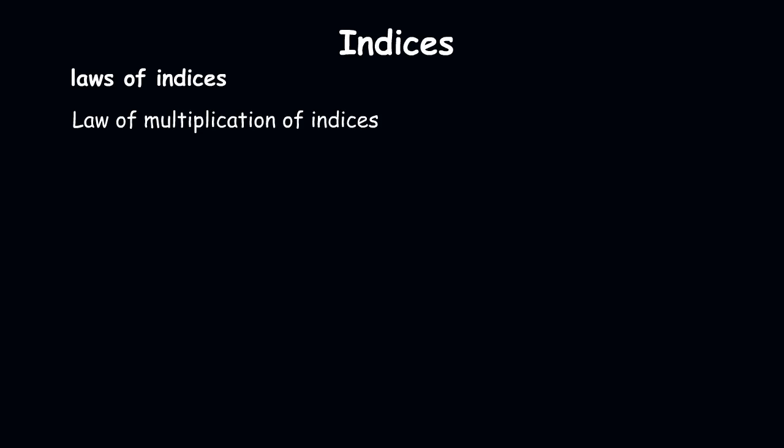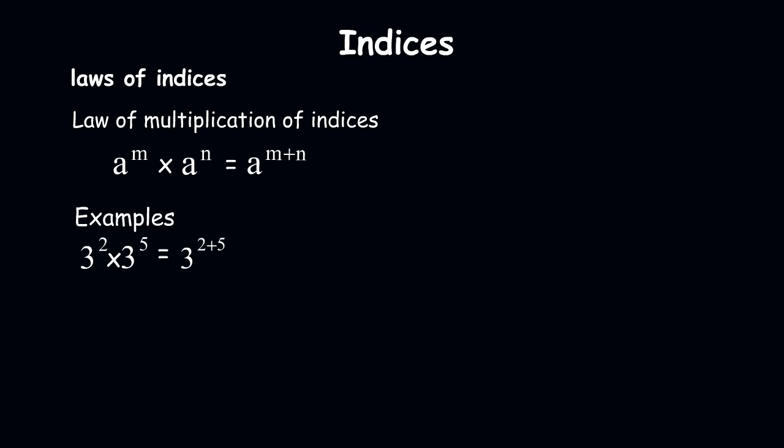This law states that when you are multiplying two indices with similar base, you simply add the power. That is, a raised to the power of m times a raised to the power of n will be equal to a to the power of m plus n. Example, 3 raised to the power of 2 times 3 raised to the power of 5 will be equal to 3 raised to the power of 2 plus 5, which is equal to 3 raised to the power of 7.